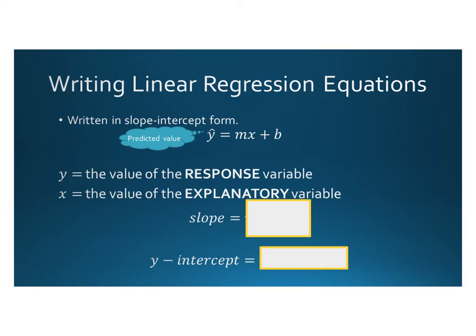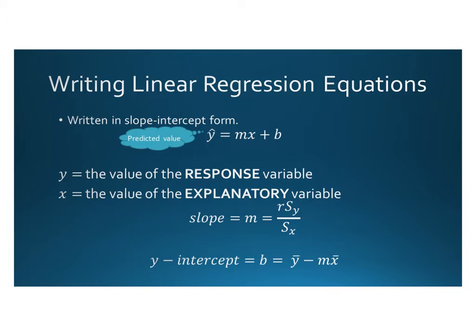To find the slope, we will use the equation m equals r times the standard deviation of y over the standard deviation of x. And to find the y-intercept, we will use the letter b and set it equal to y bar minus m times x bar.